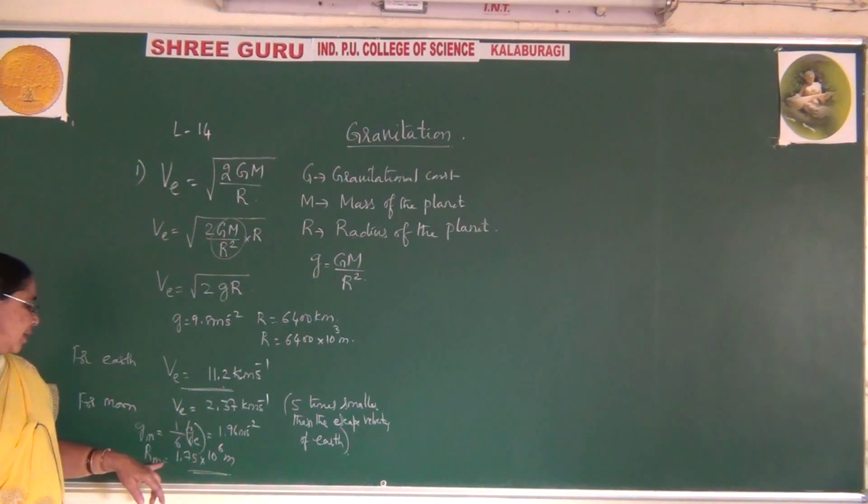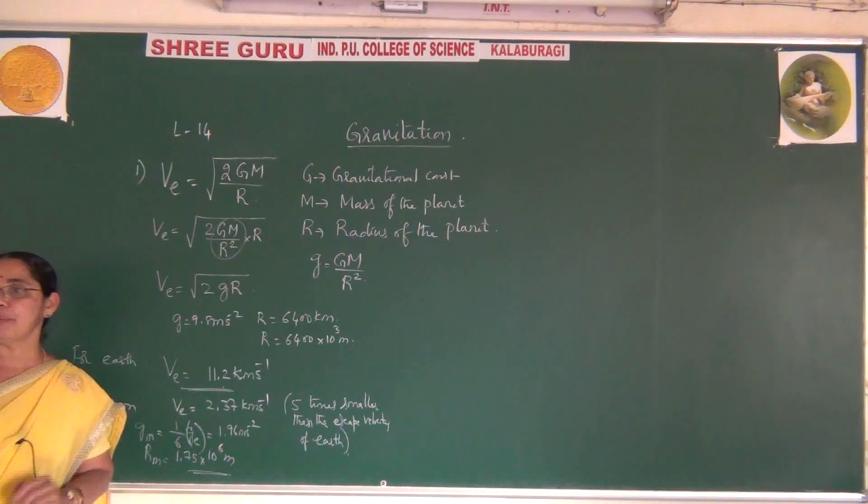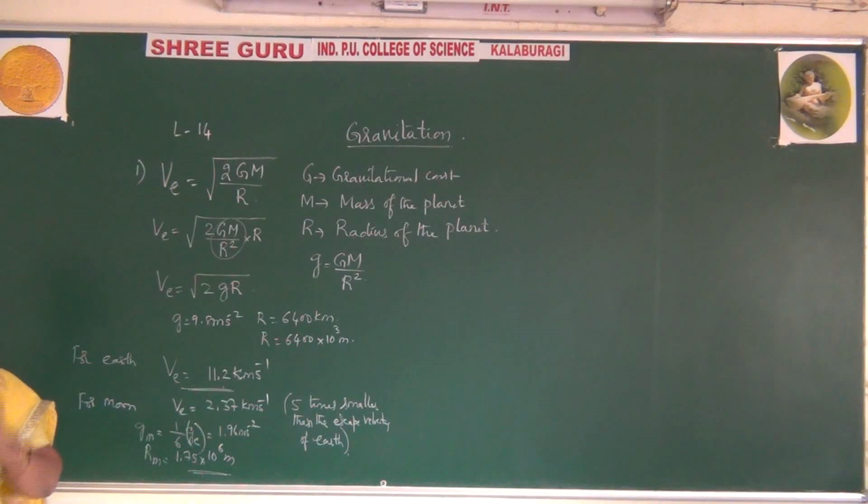Okay. So the escape velocity for the Moon is 2.37 kilometers per second. And one more point. If you calculate for Mercury, it is 4.28 kilometers per second. For Jupiter, it is 60 kilometers per second. For the Sun, it is 618 kilometers per second.